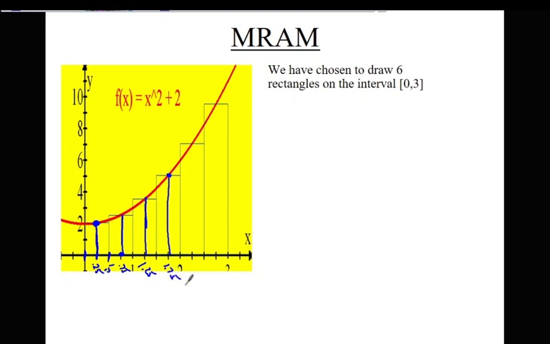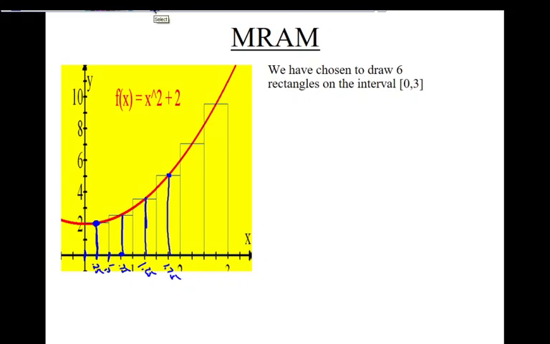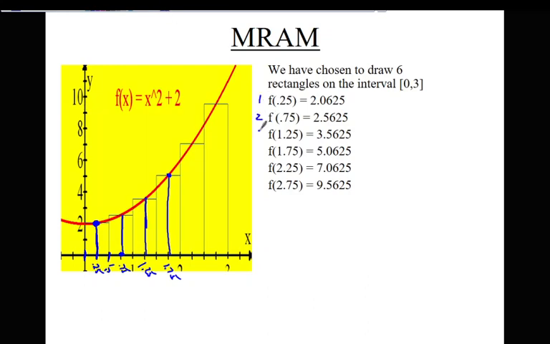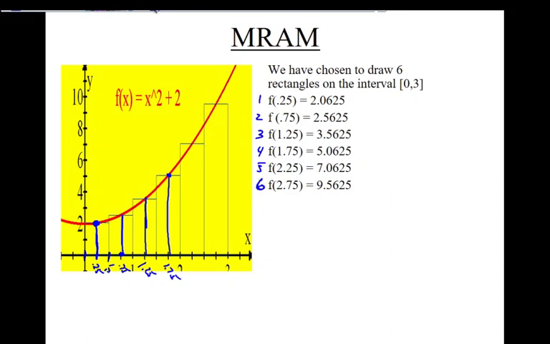So that's generally why MRAM is a little bit more difficult, because we start using these wonky numbers instead of halves and whole numbers. Okay, so the only difference on this one is now instead of plugging in 0 or 0.5, I'm plugging in 0.25. And then my next one is 0.75, and then 1.25. Okay, so again, though, notice I still have 1, 2, 3, 4, 5, 6 heights for my 6 rectangles. Okay, and I'm still adding them all up.